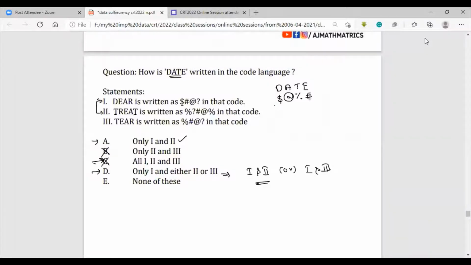Now, what does D say? Now I want to find out either A or D. So D says 1 and 2. A says 1 and 2. Now I have a confusion, A or D. Now I am trying 1 and 3. If you try 1 and 3, will we still get the answer for DATE or not?